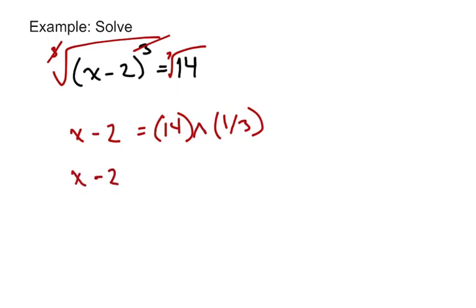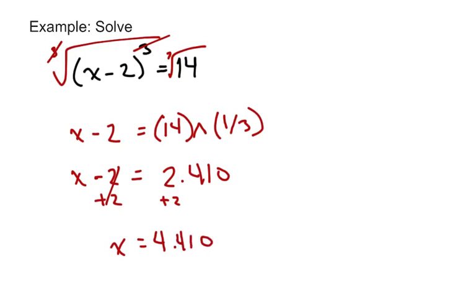So x minus 2 is equal to 2.410142264. Finish this off now by just adding 2 to both sides, and x equals 4.410142264. Of course, we only need to go 3 places, and we're done.